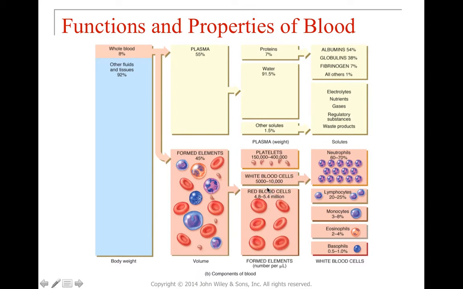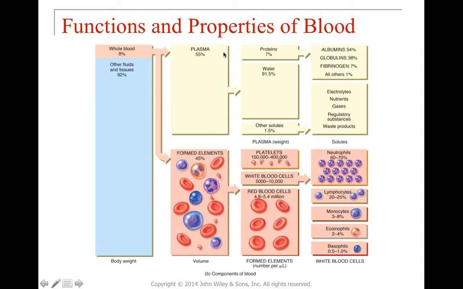Let's look at these white blood cells for just a second, and don't worry, they're going to get their own slide later on in the lecture. The white blood cells are going to include neutrophils, that's 60 to 70% of them, lymphocytes, 20 to 25% of them, monocytes, eosinophils, and basophils, which comprise 5% or less each.